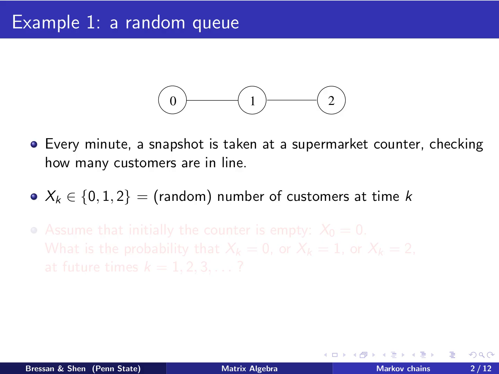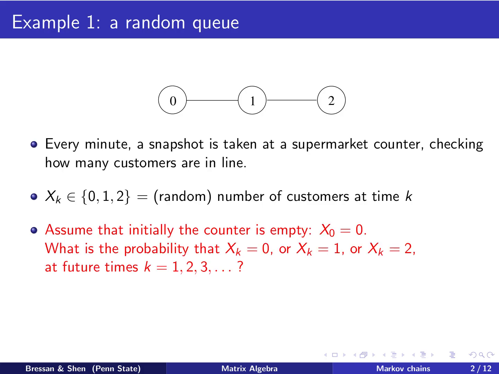So we have the set of possible numbers of customers there, and let's say xk would be one of them. So it's in this set that has a collection of these three numbers. And these are the random number of customers at time k that we assign to this variable capital Xk.